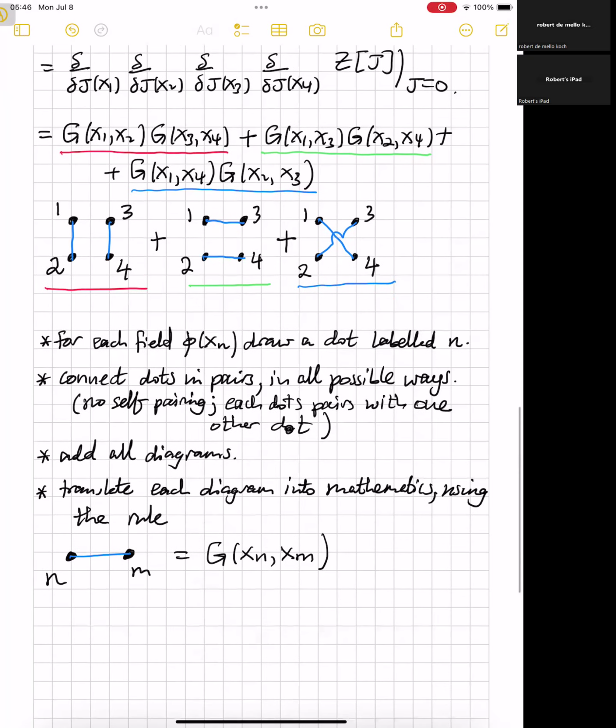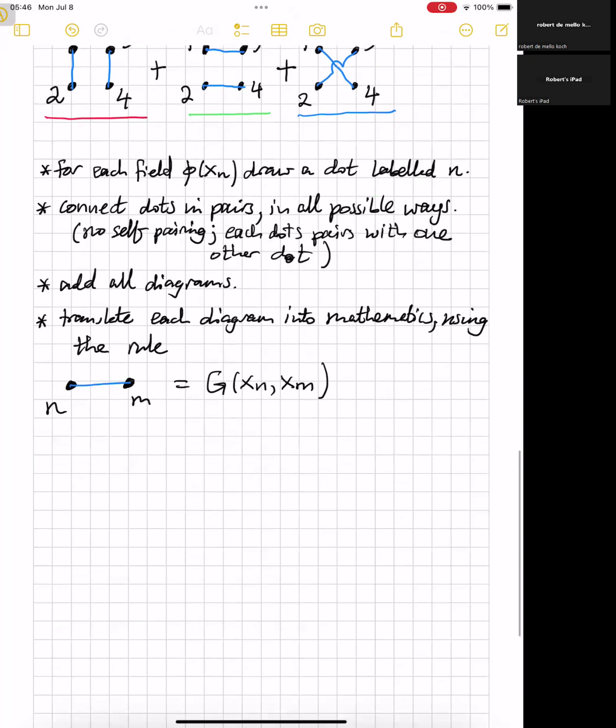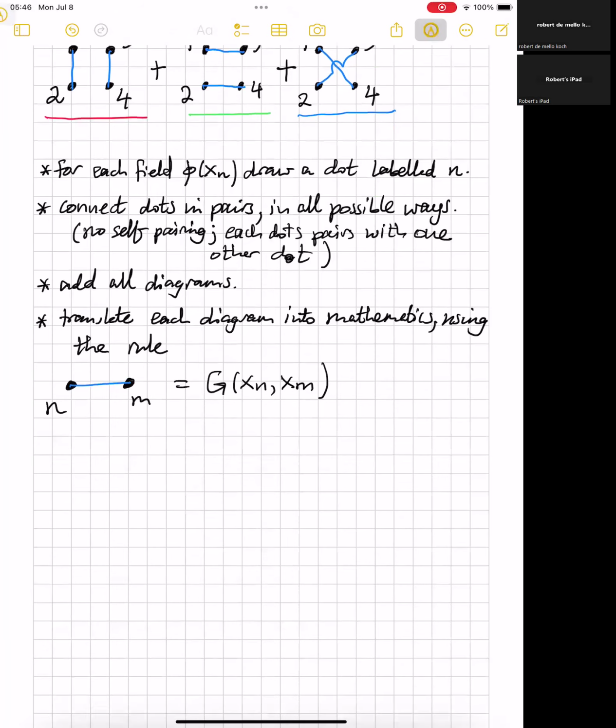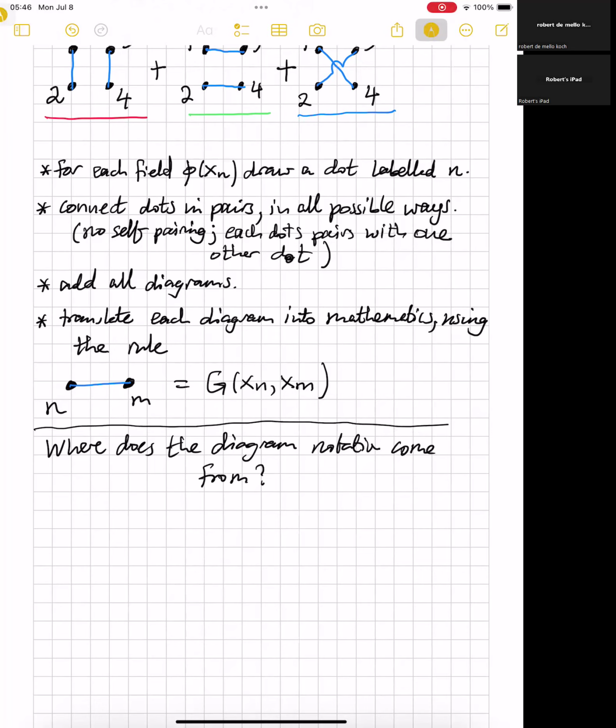So let's maybe call this: where does the diagram notation come from? I just want to give you a few comments to motivate the diagrams and to maybe make it a little bit clearer where they come from, okay? So what are we actually doing?